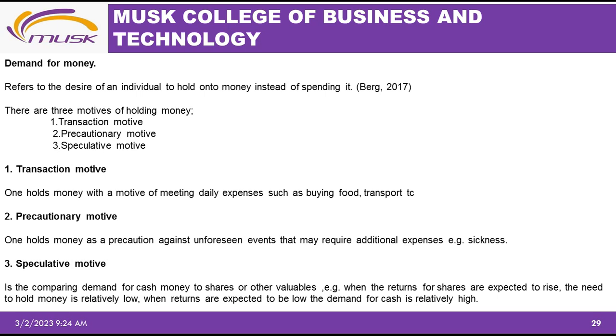And finally is speculative. Speculative is when money is held with the expectation that in future it's going to give you an added benefit. And it is for that reason that people are investing in shares, in land, and in property, that they are sure they will be able to get a return on at a particular moment.